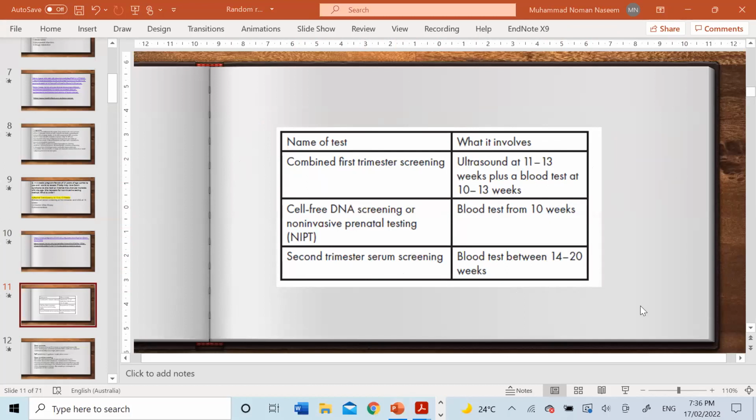Management, the management of the Down syndrome baby. Are you asking that, Dr. Shaker?